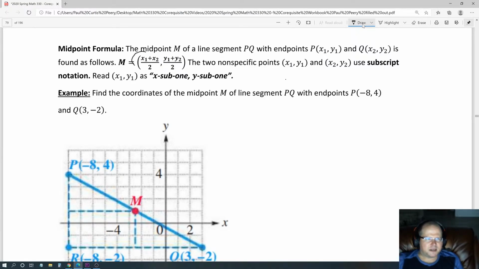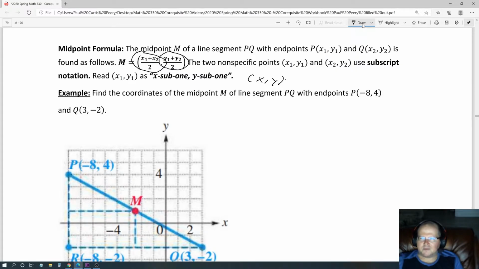So this formula right here, you can see that it's adding the two x values together, and you divide by 2, and that gives you the x value of the midpoint. And you can see the next part, which is the y, and this is just an ordered pair, right? The ordered pair is always in the form of x, y. So the y value of the midpoint is just add the two y values together and divide by 2. Okay? So for instance, let's say we want to find the coordinates of the midpoint M of the line segment PQ with endpoints P and Q.